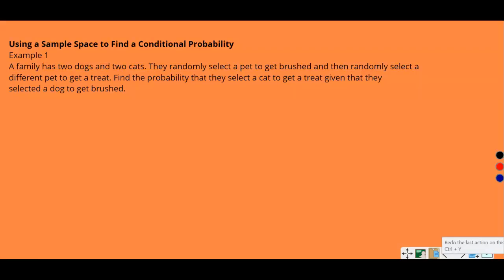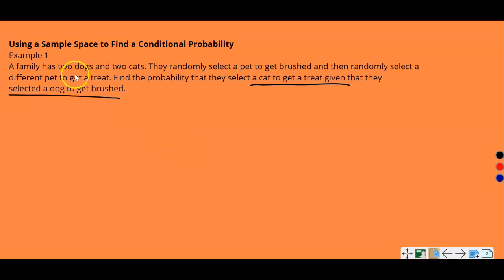Example 1, using a sample space to find a conditional probability. A family has 2 dogs and 2 cats. They randomly select a pet to get brushed and then randomly select a different pet to get a treat. Find the probability that they select a cat to get a treat given they selected a dog to get brushed. All right, so find the probability that they select a cat to get a treat and they select a dog to get brushed.